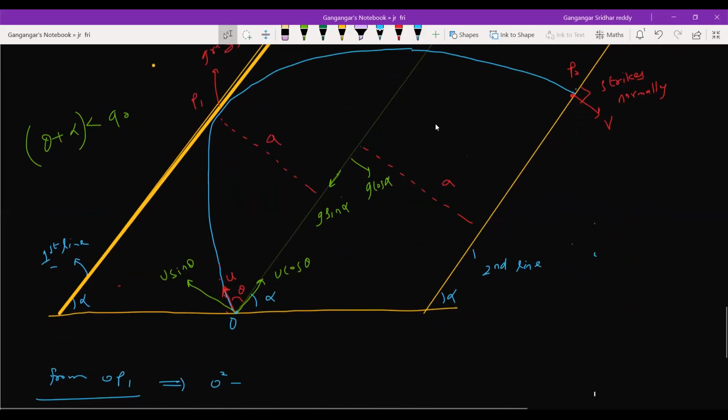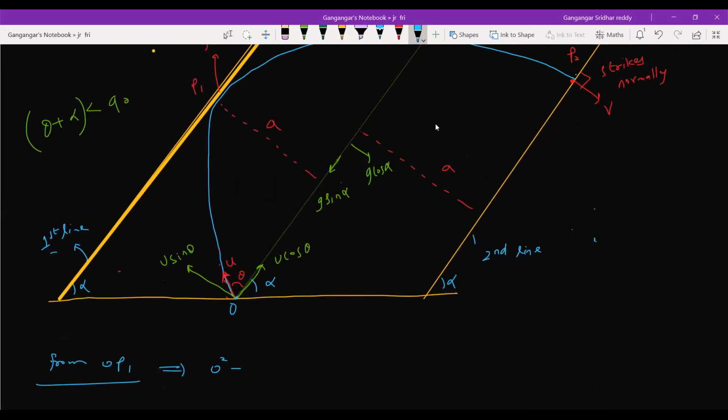Okay, now let's write the equation. Some mathematics: 0 squared minus (u sine theta) whole squared equals 2 times (minus g cos alpha) times A. Why 0? The vertical component should be 0 because as it grazes, the velocity will become parallel to the line. So here we will have the acceleration g cos alpha.